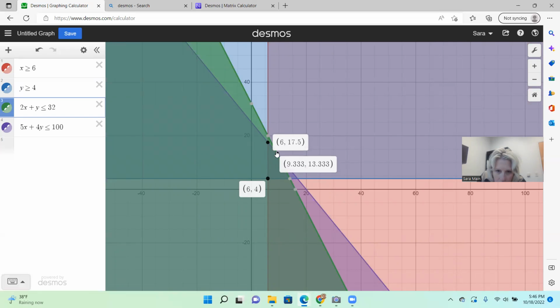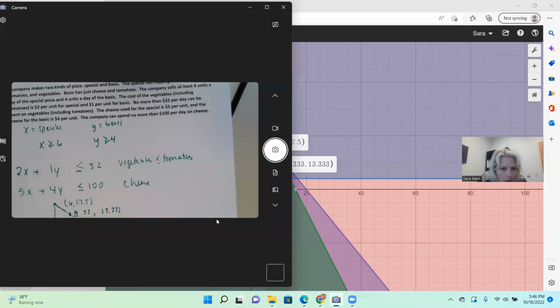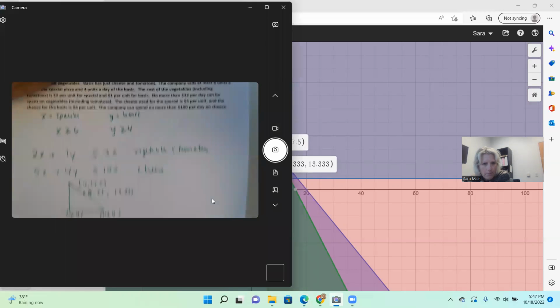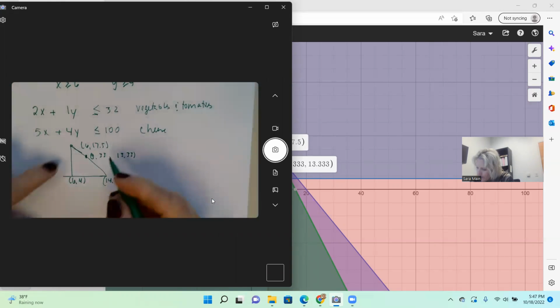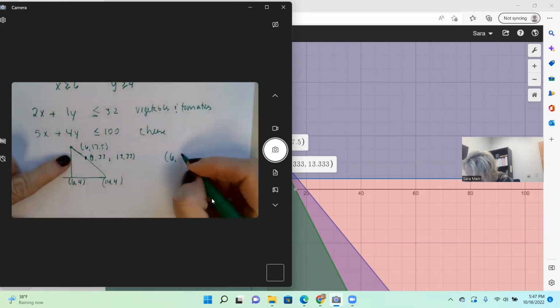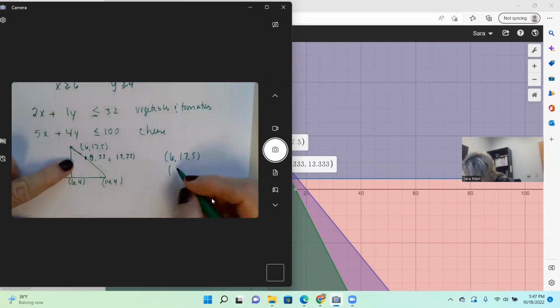And then this one right here, 9 point, so it's actually 9.33, comma 13.33. So those four. So I'm going to show you here on the paper. So these are the 4 points. So within here is what we can make.